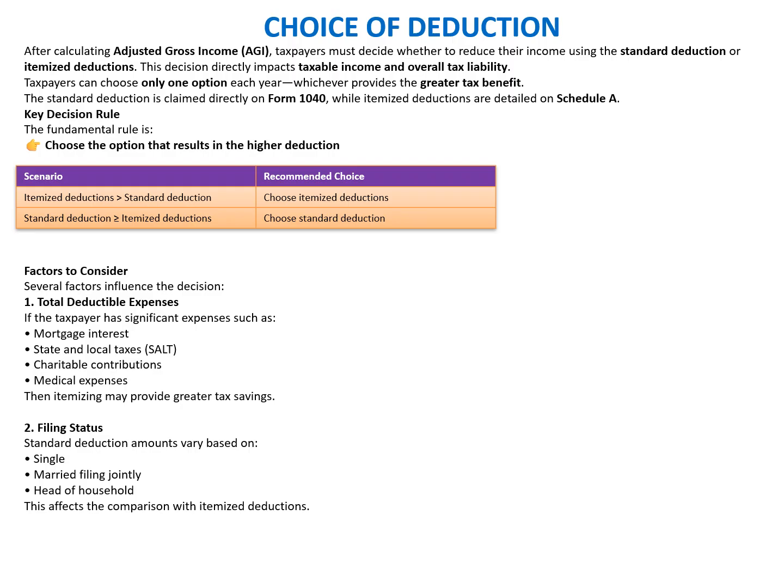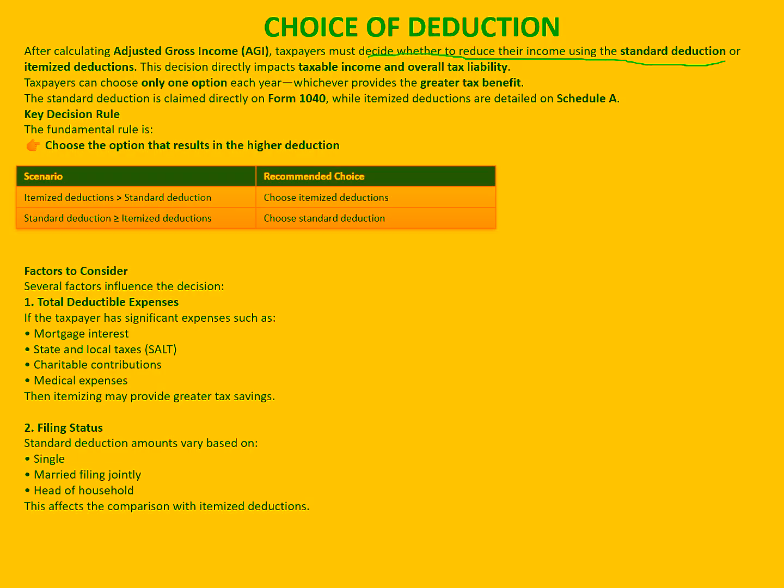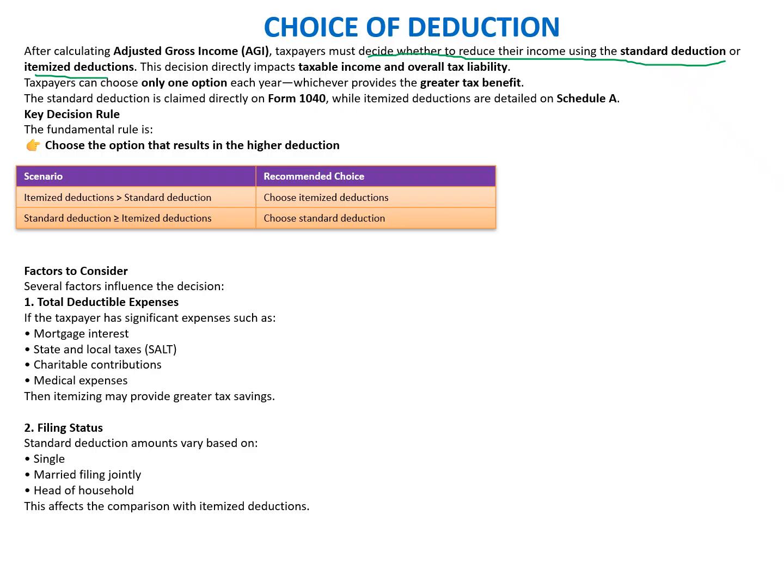So after calculating the adjusted gross income, the taxpayer must decide whether to reduce their income using the standard deduction or itemized deduction. This decision directly impacts the taxable income and the overall tax liability. A taxpayer can choose only one option each year, very, very important, whichever provides the greater tax benefit. The standard deduction is claimed directly in Form 1040, while itemized deductions are detailed on Schedule A, and then information from Schedule A will flow into Form 1040.